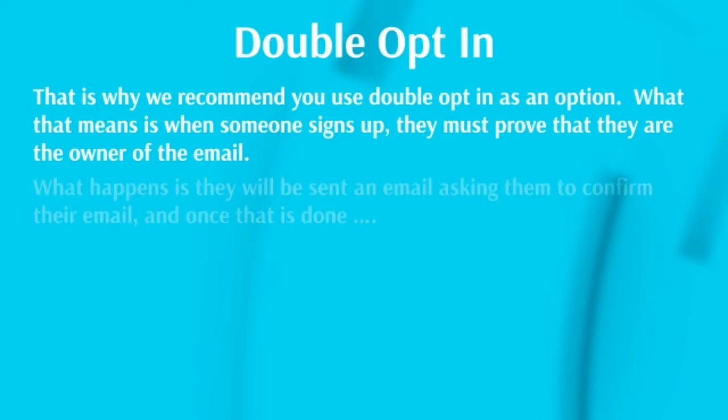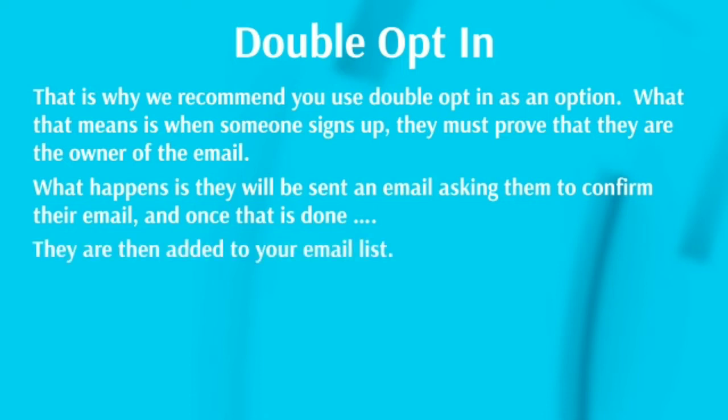Now, what they have to do in this case is they have to prove that they are the owner of the email. So what happens is they get sent an email asking them to click a confirmation link. And when they click that, and once that is done, then of course they're added to your email list. Now, if they fill in the name and email address and it's all fake, then of course think about that. That email will never reach them.